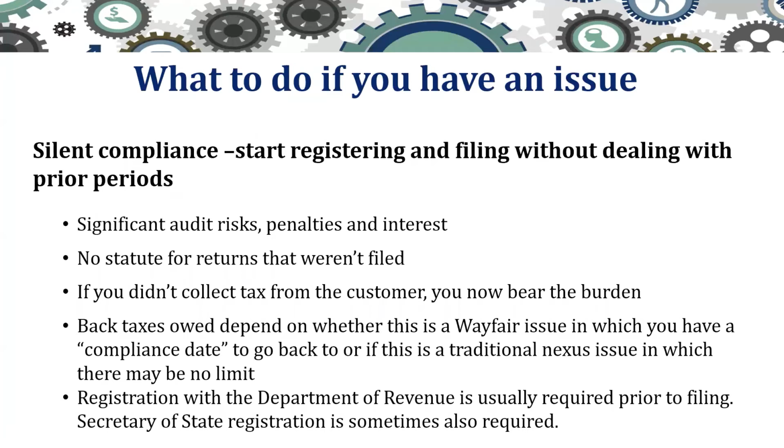So you may have determined that you have an issue. There's some states that you haven't been filing in, and you think you probably need to. What are your options to get caught up or to start filing? So there's the silent method of coming into compliance, where you just start registering and filing without dealing with prior periods. There's a lot of reasons why clients tend to choose this method, and one of them is because you just simply can't get around to getting all those old ones fixed.